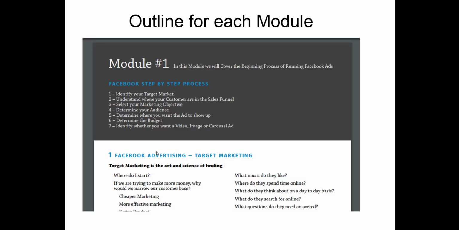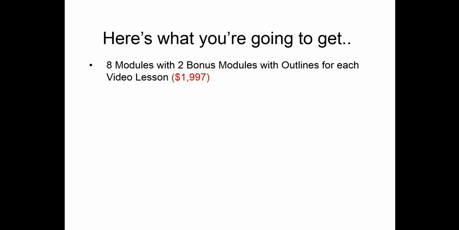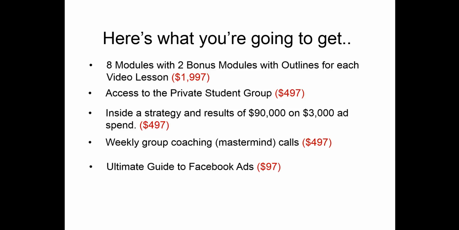The next thing you get access to, like I mentioned, is an outline for every single module in the process. So again, here's what you're going to get. You're going to get the 8 modules so that you can create Facebook ads for yourself, and you're getting 2 bonus modules associated with that. You're going to get access to the student group for a $197 value, inside strategies for a $497 value, weekly group coaching, and the ultimate guide to Facebook ads, again, well over $3,500.